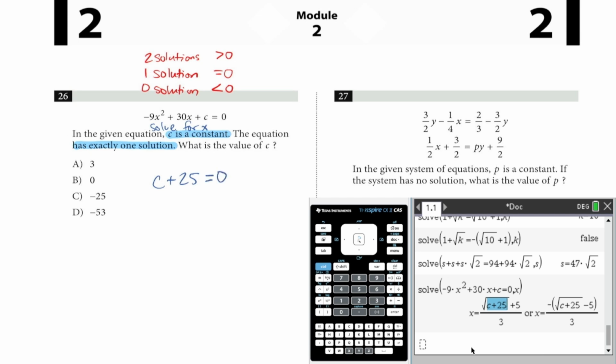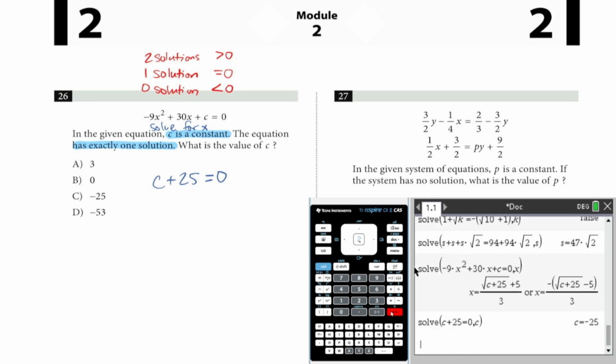Now I just made an equation that I can solve for C. So again, I can go to the calculator, menu 3, 1, C plus 25 equals 0, comma C. So we get C equals negative 25. If you get a square root for this sort of question, you have to remember this key up here, and that's going to tell you how you complete that expression. You copy down what's inside the square root, and then do equal to 0, greater than 0, or less than 0, depending on how many solutions they say.